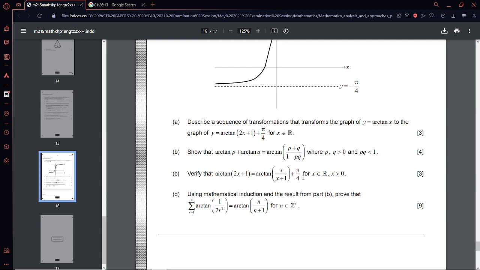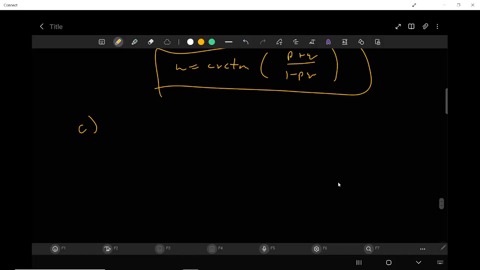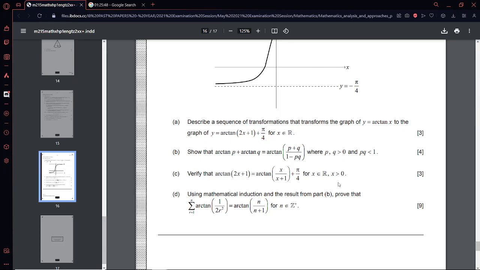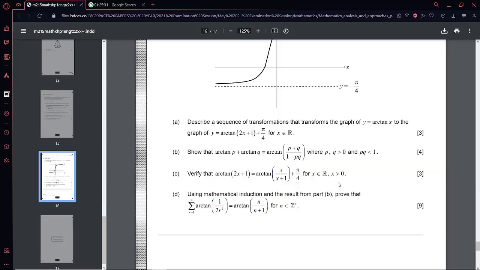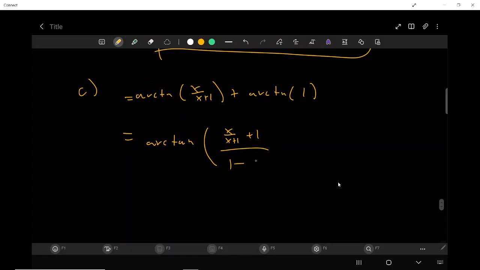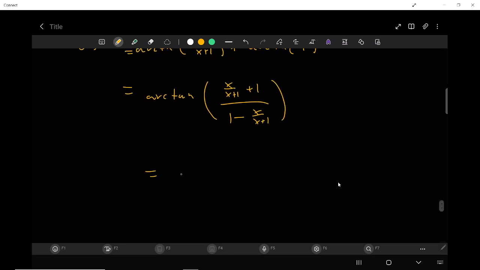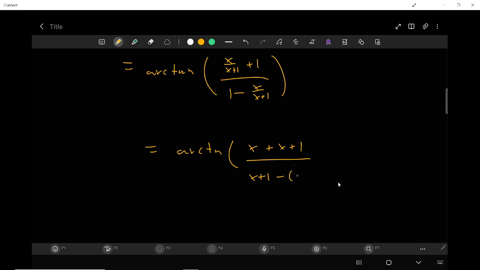Is pi over 4 arctan of 1? Okay, wait. Could we do arctan of x over x plus 1 plus arctan of 1? Because I'm pretty sure arctan of 1 is pi over 4, because tan of pi over 4 is 1. Then from our formula, x over x plus 1 plus 1, all over 1 minus the two multiplied together, that's just x over x plus 1 times 1. We're going to get x plus 1 all over x plus 1 minus x plus 1.